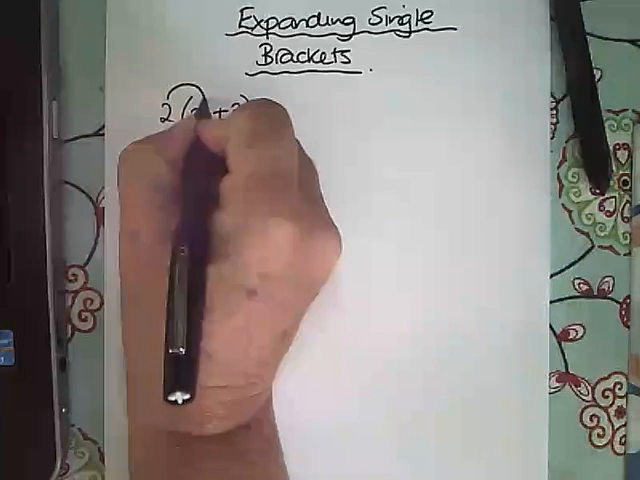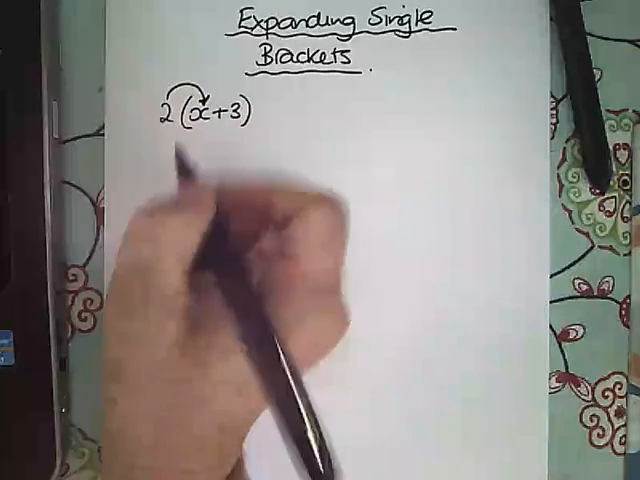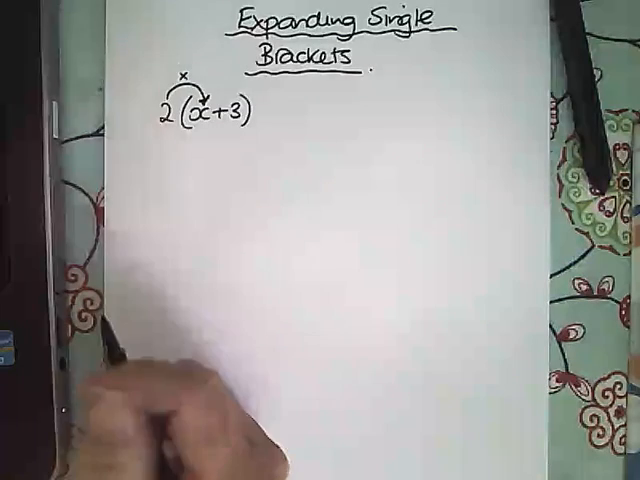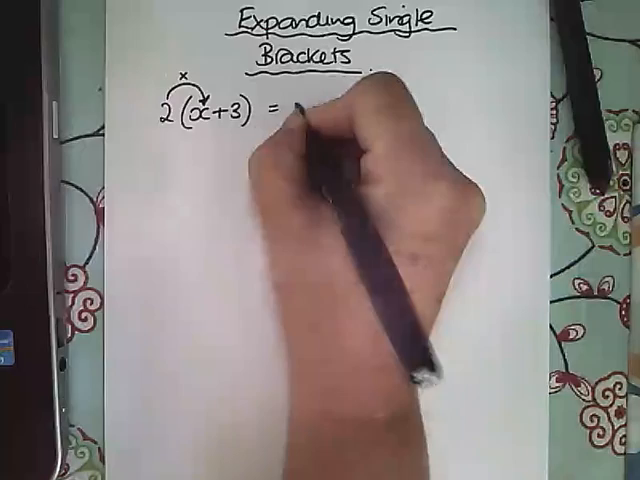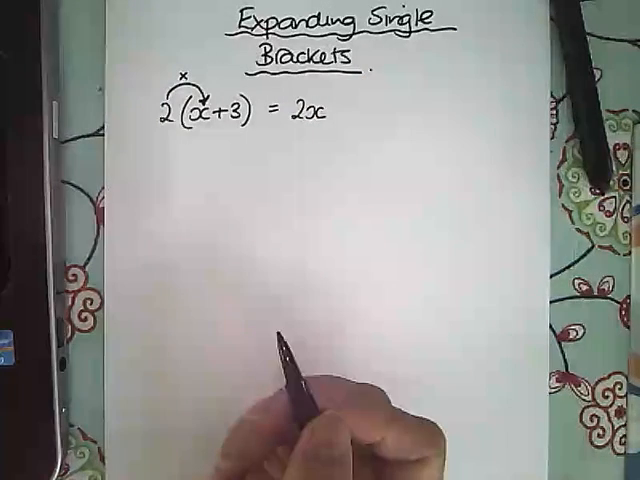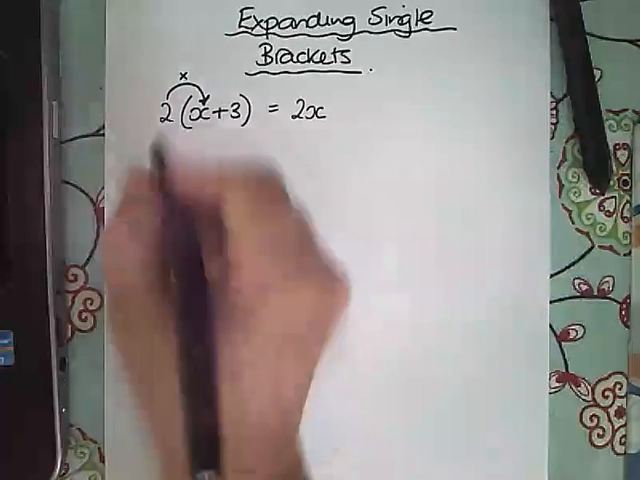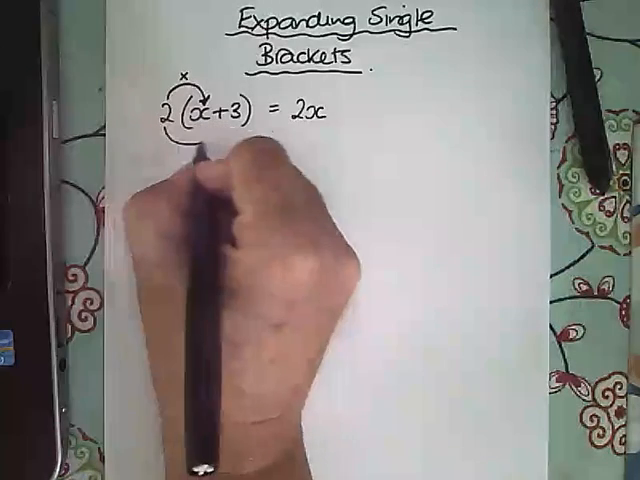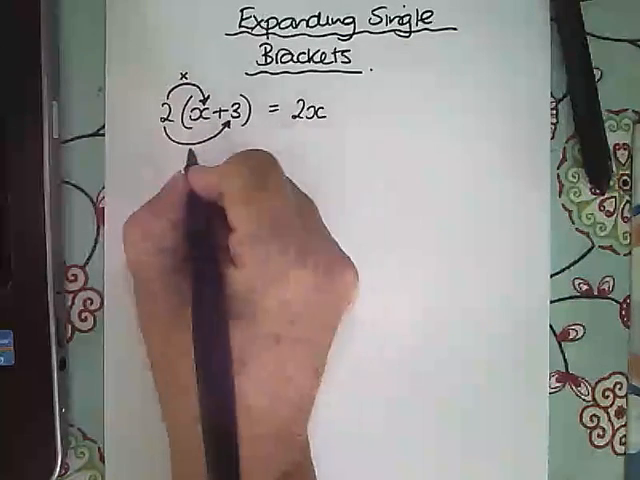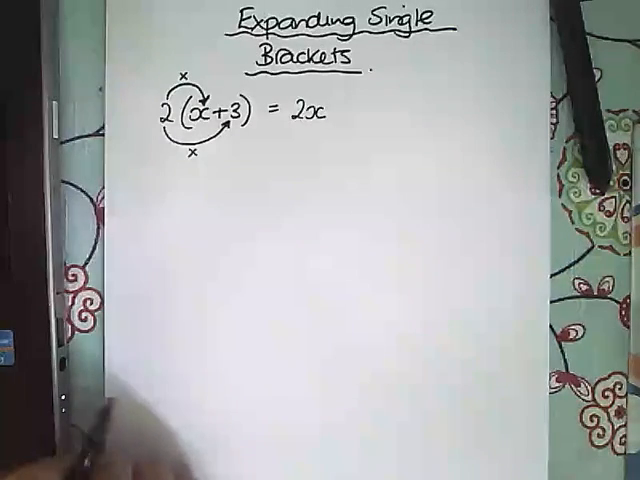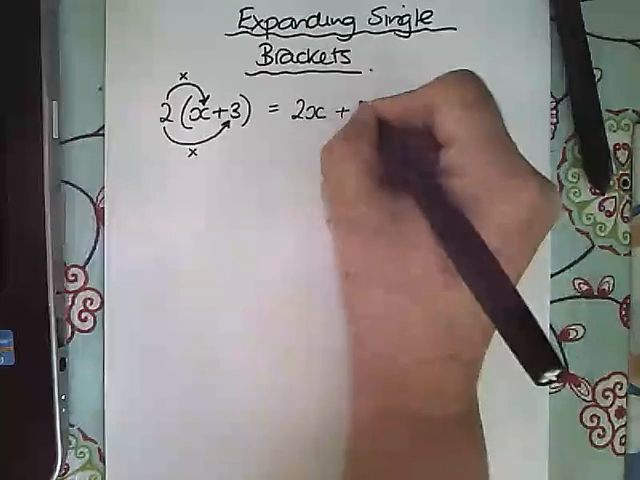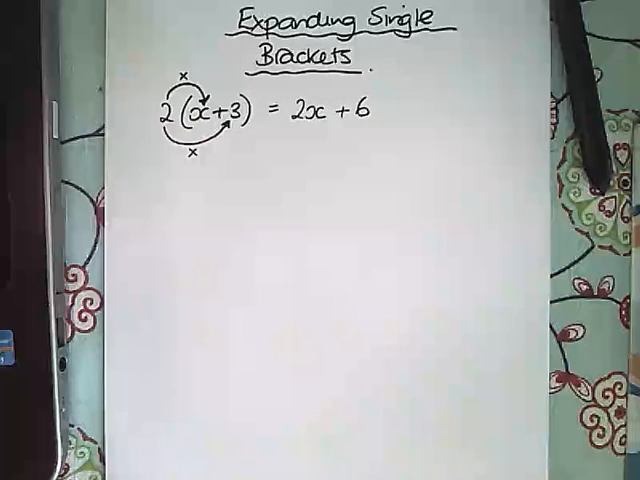We draw an arrow from the 2 to the x, and we are going to multiply the 2 and the x together. So 2 times x we write as 2x. Then I'm going to draw another arrow in, this time between the 2 and the 3. Again we are going to multiply along this arrow, and 2 times 3 is 6. So if we are asked to expand a single bracket, this is what we do.